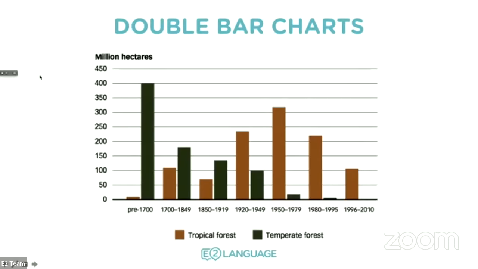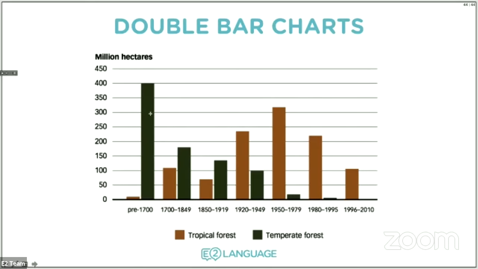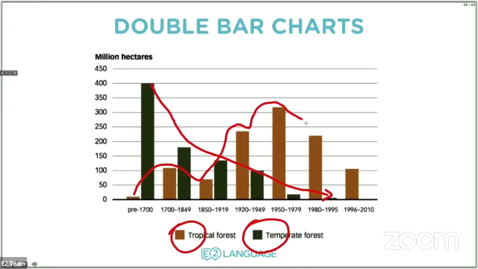I've probably spoken for way too long. But you can see what I did. I introduced the graph, fine. Then I started just with temperate forest. And I said there's been a dramatic decline over the period from the 1700s to 1995. Then for tropical forest, I said it's fluctuated throughout the period. And I said it reached a peak in 1950, something like that.